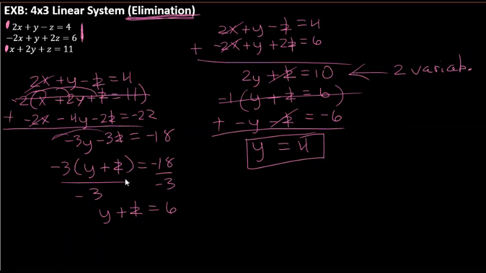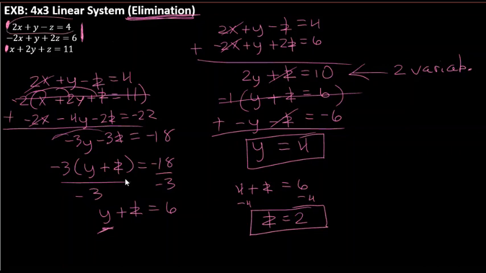Okay, so now that I know what y is, I can plug into here now. So y plus z equals 6. Subtract 4 from both sides, and z is simply 2. So now I have two of my answers. Now that I have these two, I can just pick one of these that I want to use, and plug in for y and z, and then I can solve and get my x, and then I have my complete solution.